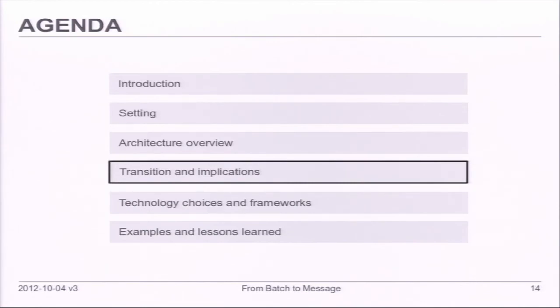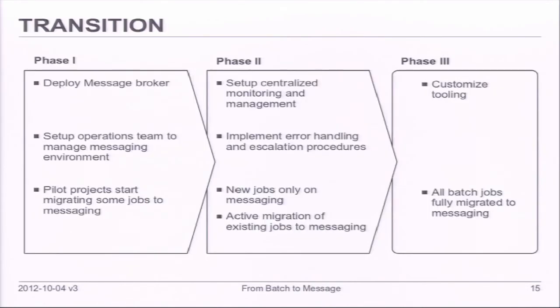So we're talking about the transition from batch to message-oriented systems. There are some implications from this transition which we would like to point out now. The easiest part is phase one. You just deploy a message broker, for example, ActiveMQ or some other product. That's nothing you have to really take care of at this phase, but it has implications for all the other phases, because you need to set up an operations team in your organization for that as well.